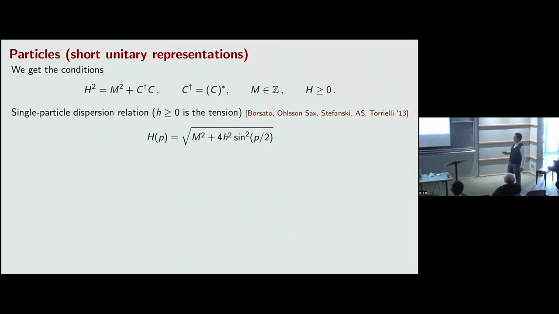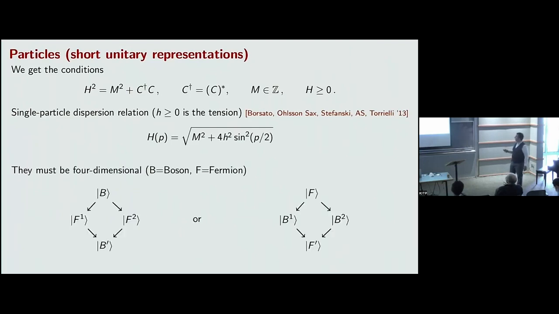First of all, you find that by looking at the worldsheet interpretation of these charges, this quadratic relation gives you a dispersion relation on the worldsheet. So this is the energy of a single particle of momentum p, and it is the square root of m squared plus 4h squared sine squared of p over 2. And this is non-relativistic, as I promised you. It's actually sort of lattice-like, intriguingly.